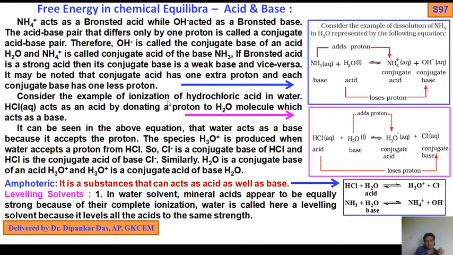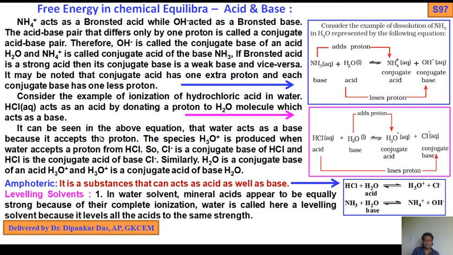So consider the example of ionization of hydrochloric acid in water. HCl aqueous acts as an acid by donating a proton to the water molecule, which acts as a base. Look, HCl aqueous plus water gives hydrogen ions plus Cl minus ions. Water takes up one proton and becomes H3O plus. HCl loses a proton and becomes Cl minus. So this is the acid, and its conjugate base is Cl minus. This is the base, and its conjugate acid is H3O plus. I have already discussed that with you, so this is an example of a Bronsted acid and base.